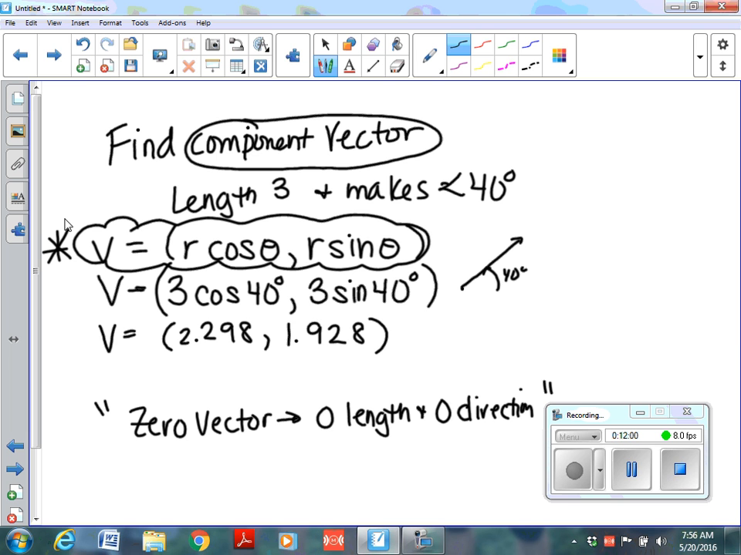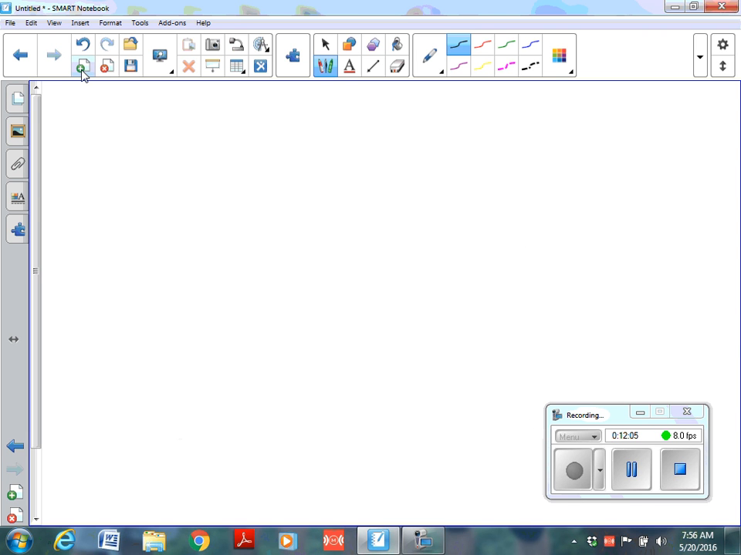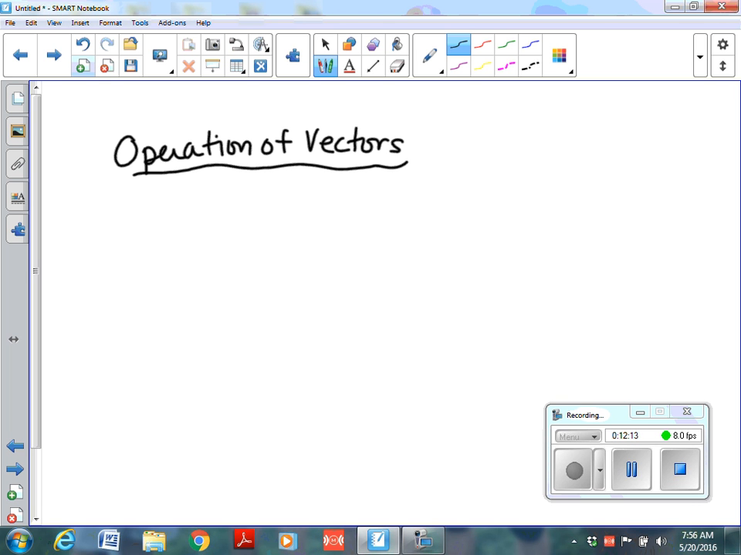Okay, I'm going to go over some more properties, and these are some operations of vectors. So what am I doing right now? I'm not teaching you calculus. Basically, I'm trying to get in a full chapter of what you learned in trigonometry. So this is just a quick review.